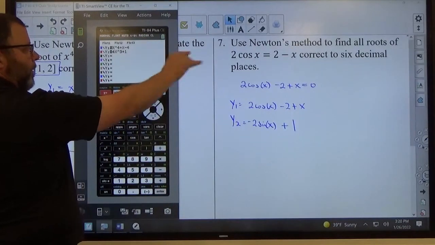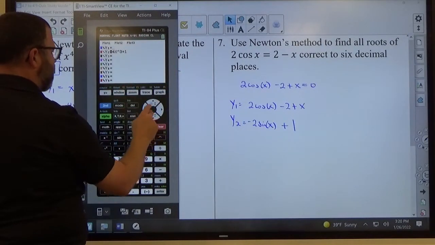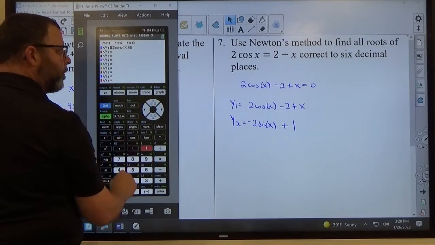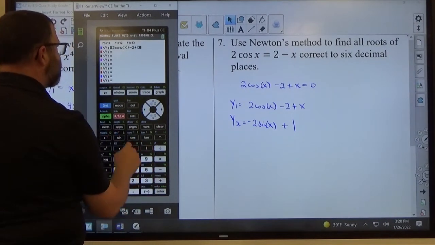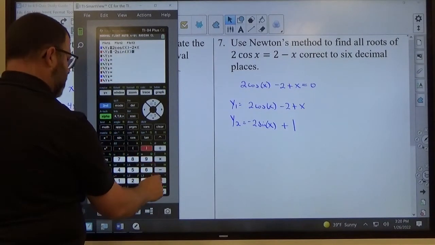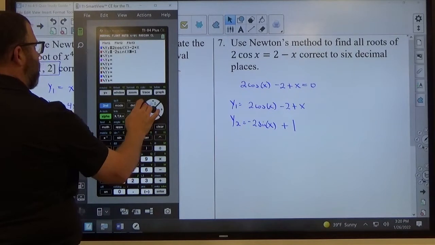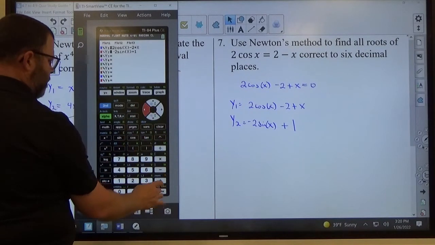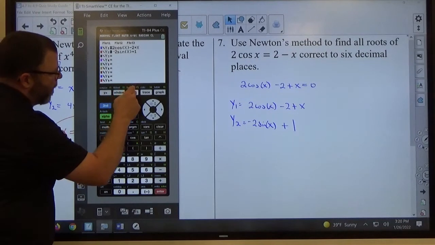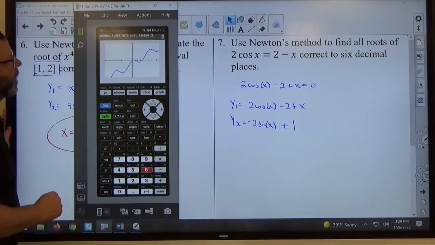Again, I want to be in radians since I'm doing sine cosine stuff. So I'm going to clear out what's in there. I'm going to type in 2 cosine x in parentheses minus 2 plus x, and negative 2 sine x plus 1. I'm going to turn off the derivative. And usually the answer is between negative 10 and 10, so I'm just going to assume that. So zoom 6 allows me to see that graph.